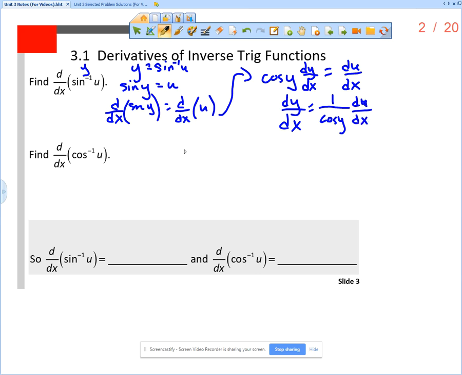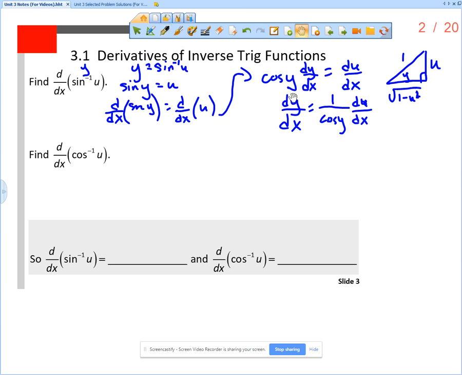Now that looks great, but there was not a y in my original problem. So now we need to think about this. What is y? Y is the angle, isn't it? If I draw a right triangle here, where y is the angle, our original thing said that y is the inverse sine of u. In other words, sine of y is u. So what does that mean? That means the opposite side must be u, and the hypotenuse must be 1, right? The sine of y is u over 1, which means, according to the Pythagorean Theorem, that the third side here would be the square root of 1 minus u squared. Everyone agree with that?